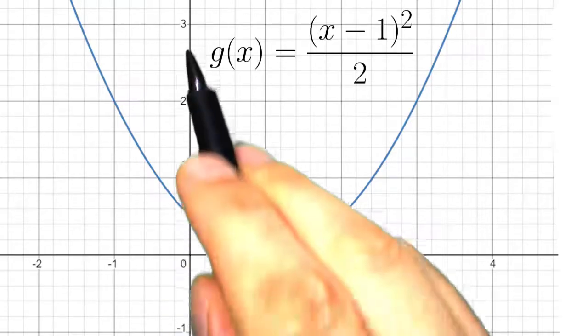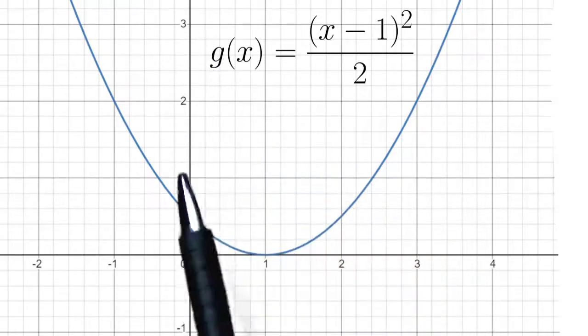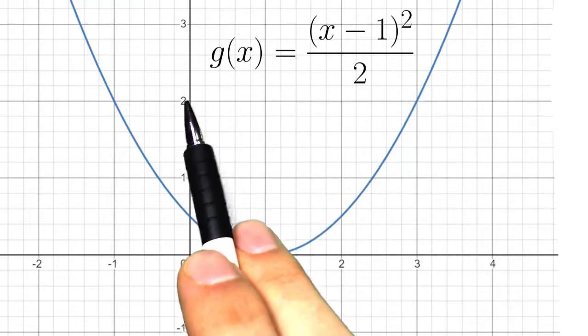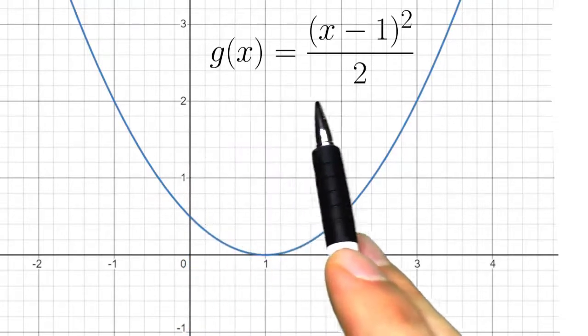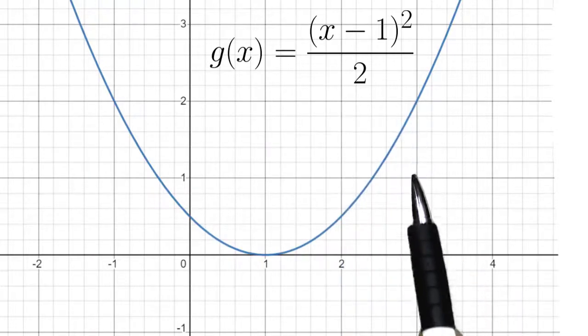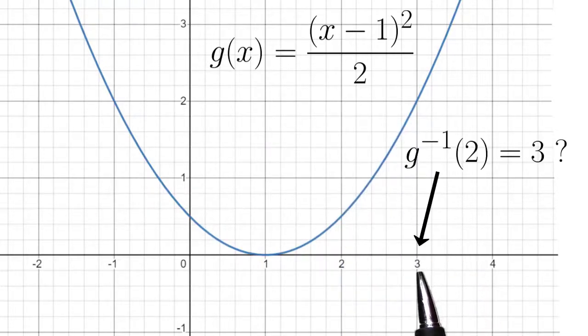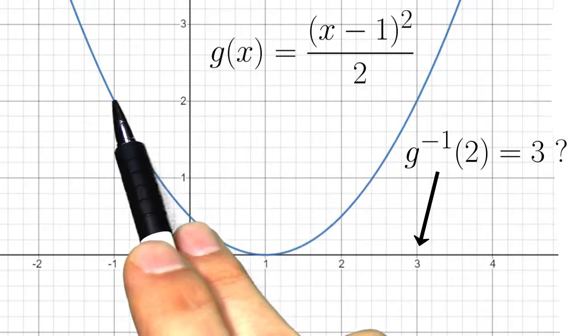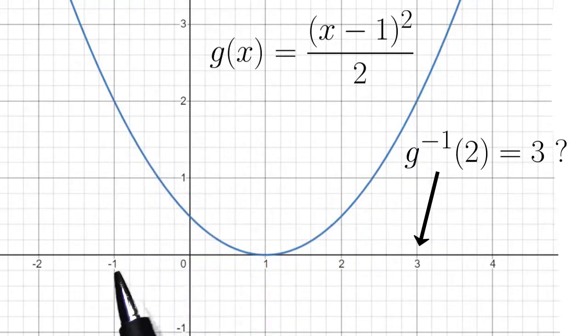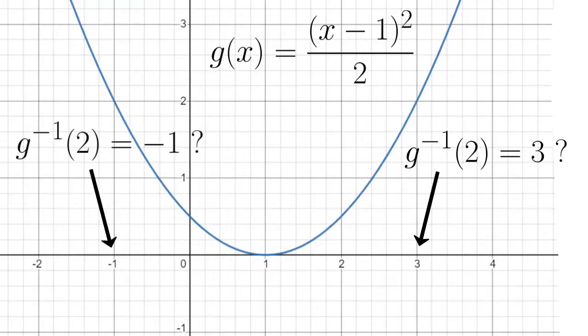If I pick a number over here and then try to find the corresponding x value, what happens? Well, say I pick the number 2. If I go over to the graph of g and then down, as we were doing before to evaluate the inverse, I would find the answer is 3. So it looks like g inverse of 2 is 3. However, I could also have gone to the left and hit the graph and gone down and gotten the answer negative 1. So here's a problem. Is the answer equal to 3 or is it equal to negative 1?